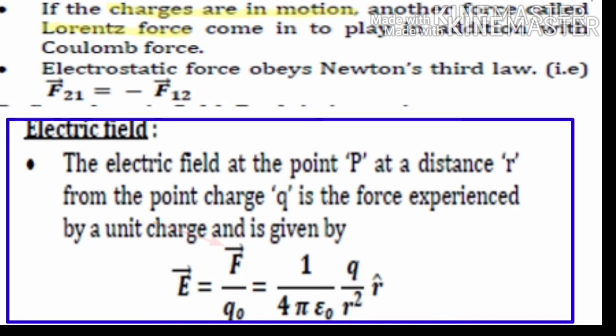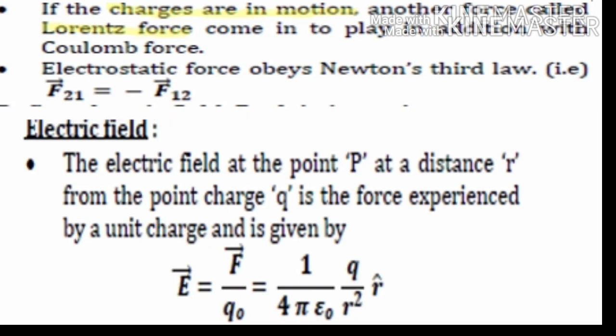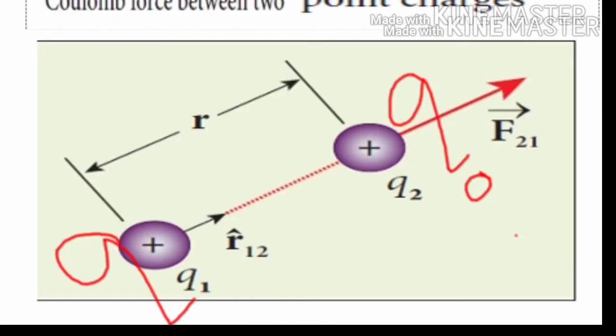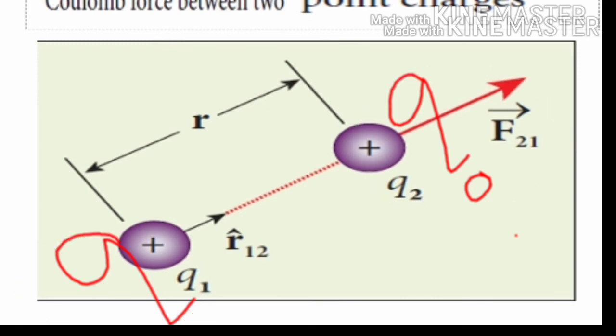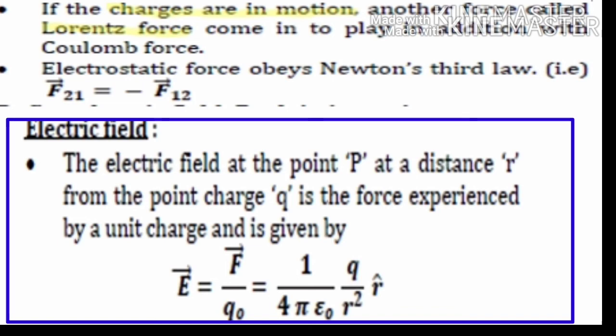This term comes from Coulomb's law. See the numerator, F is given. According to Coulomb's law, F is equal to what? 1 by 4 pi epsilon naught into Q1 Q2 divided by r squared. Here, instead of writing Q1 and Q2, we are considering Q into Q naught. So we have Q naught in the numerator as well as the denominator, so it will cancel. The remaining will be 1 by 4 pi epsilon naught into Q divided by r squared into r cap.